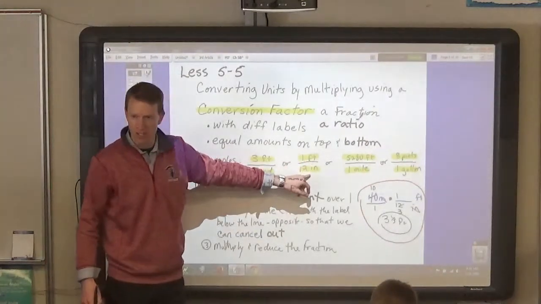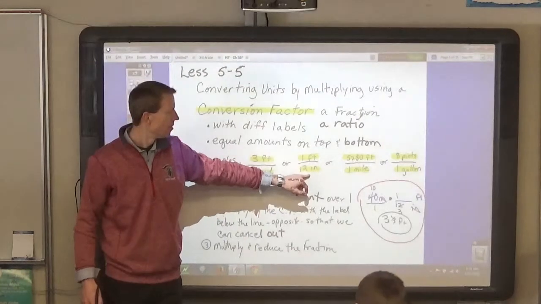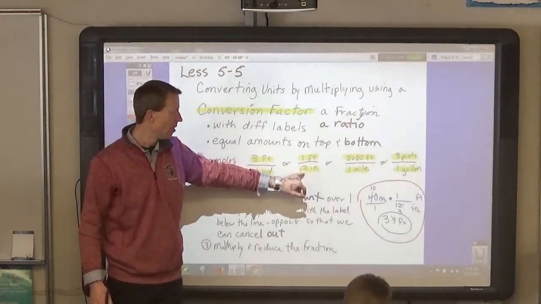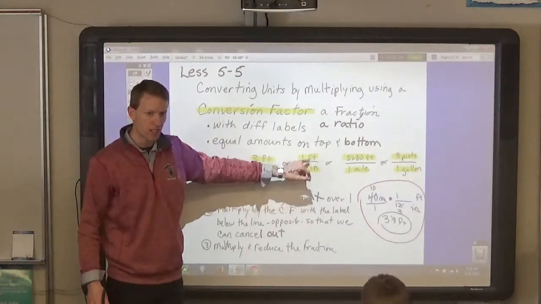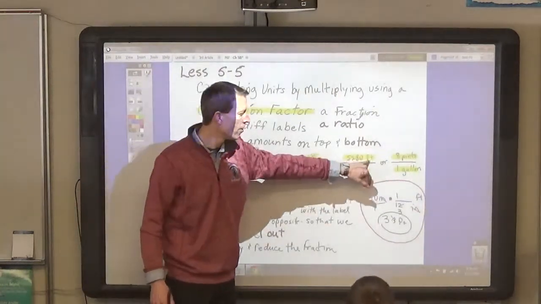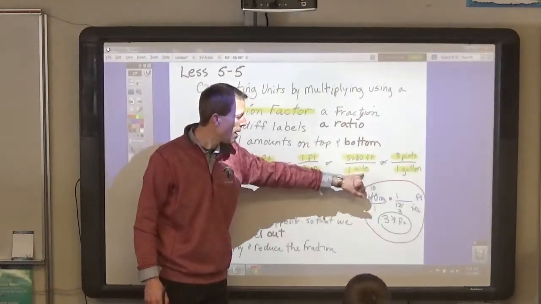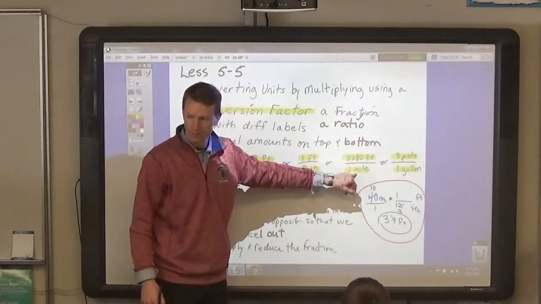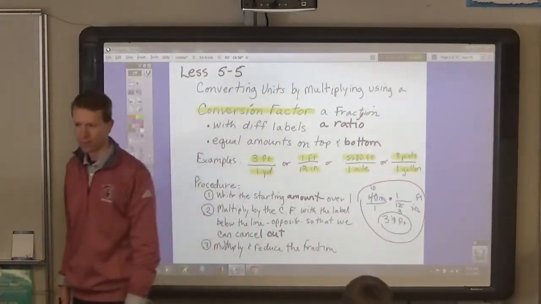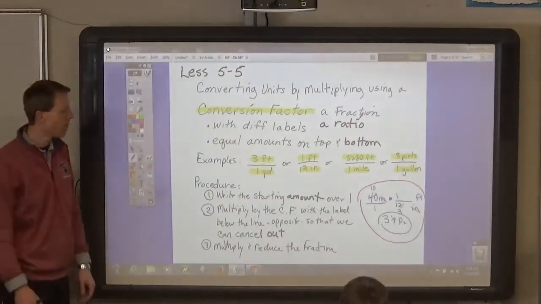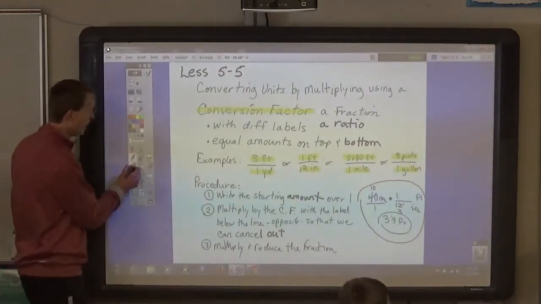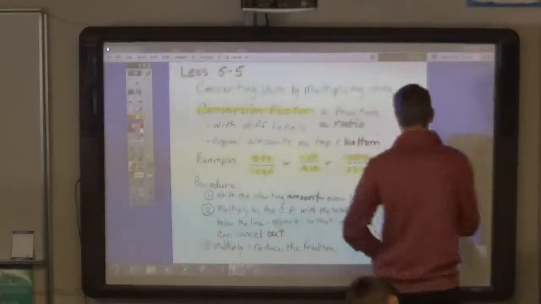Feet and inches. There's 1 foot in 12 inches, or 12 inches in 1 foot. There's 5,280 feet in 1 mile. Or there's 8 pints in 1 gallon. Those are all conversion factors, okay? So, here's what we're going to be doing. Here's the procedure. Let me erase this.